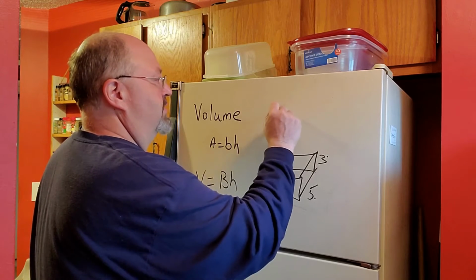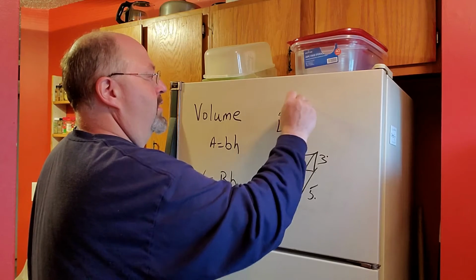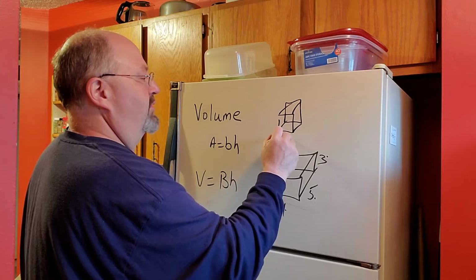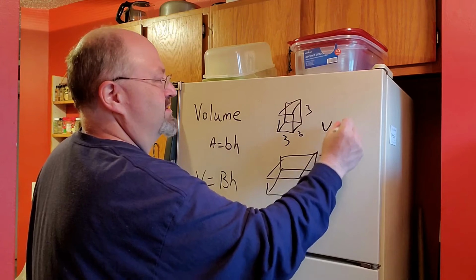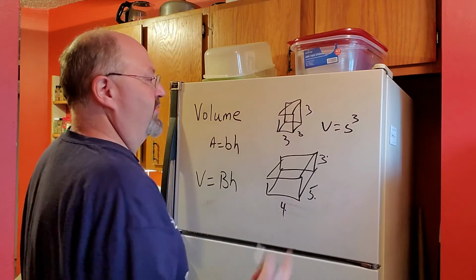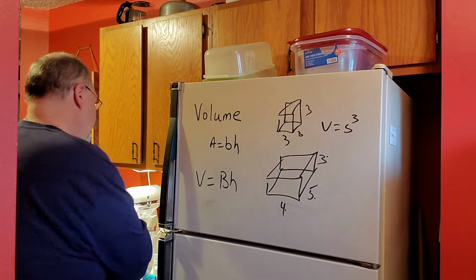The special case one is if you have a cube. All right, cube, so we'll call them all 3s. Cube, it's just side cubed, because they're all the same thing. You just have to multiply it 3 times.